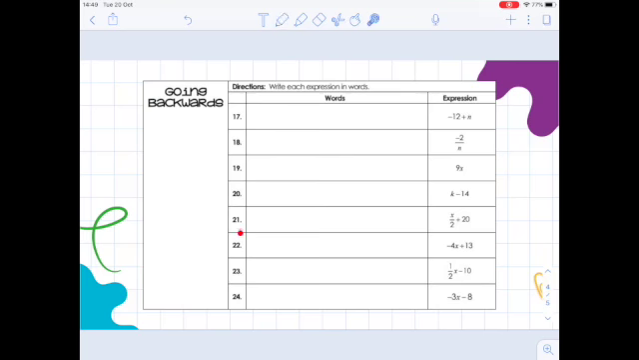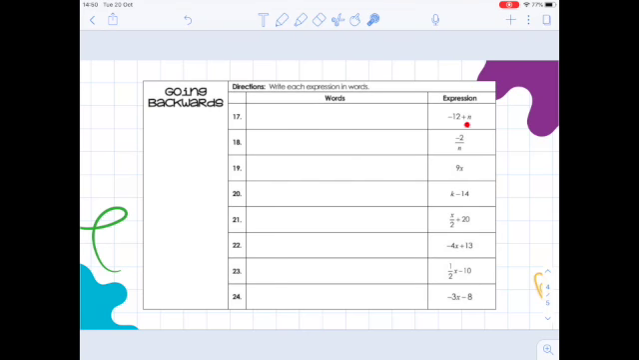In numbers 17, 18, 19, 20, all the way through 24, the objective over here is to go backwards, right? So before we were going from phrases to mathematical language, now we're going to try to write mathematical language back into a sentence. So I dare you guys to stop the video right now and try to write out the phrases for each of these expressions, and then we're going to go check together, all right?